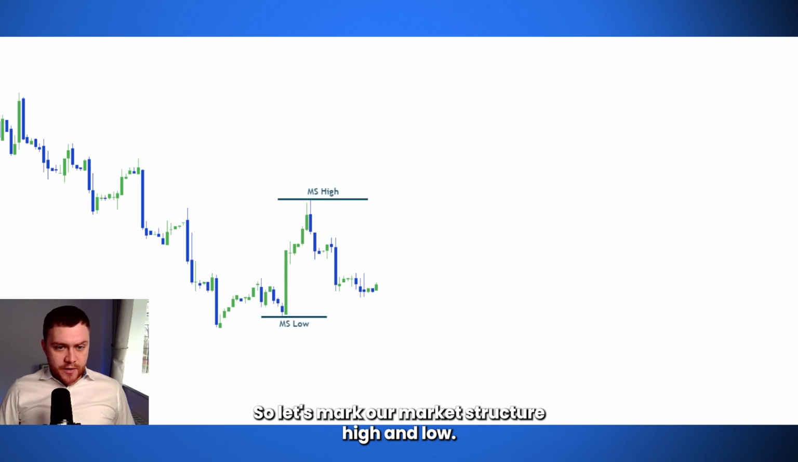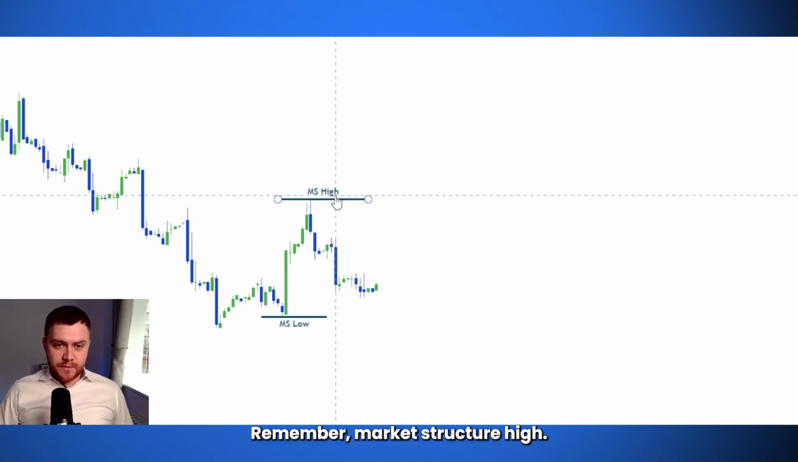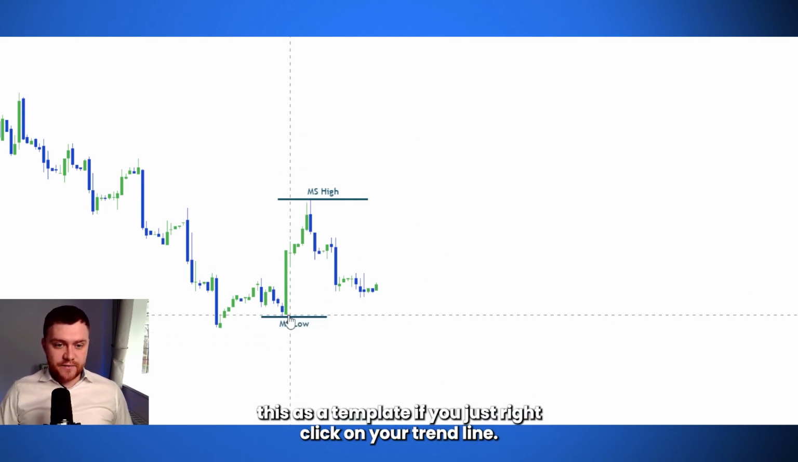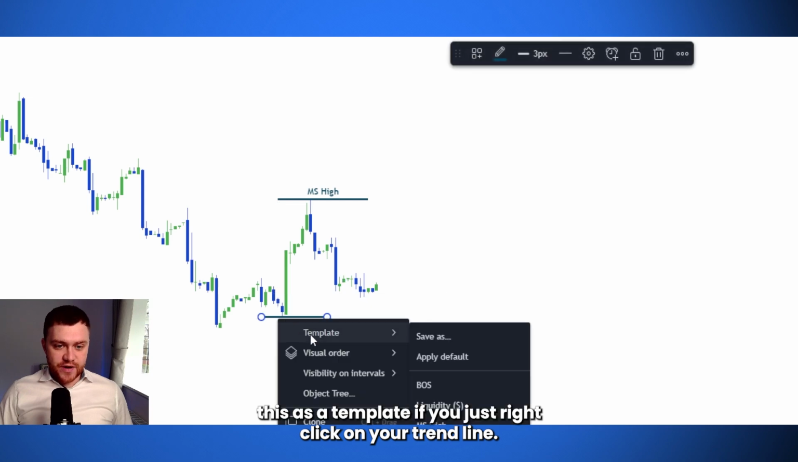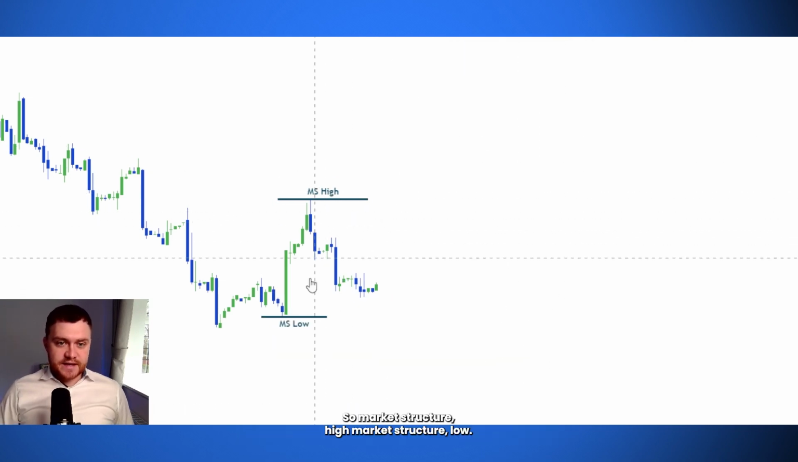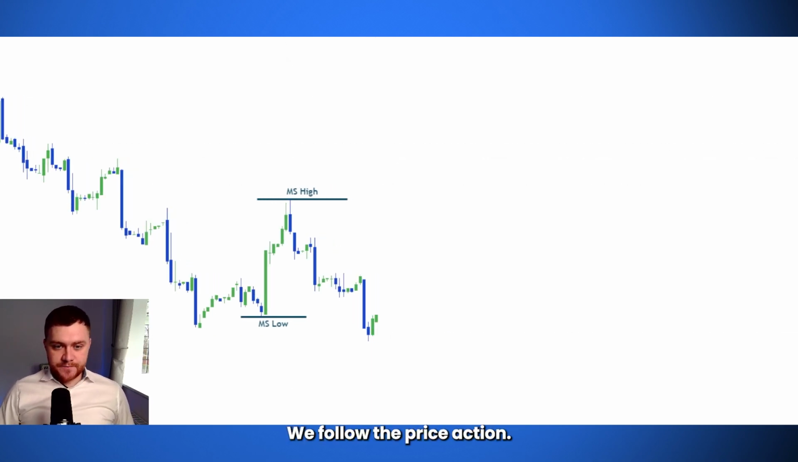So let's mark our market structure high and low. That's the first step, remember, market structure high, market structure low. I'd actually suggest potentially saving this as a template. If you just right click on your trend line, you can click save as, and you can put your figures in there. So market structure high, market structure low. We follow the price action.